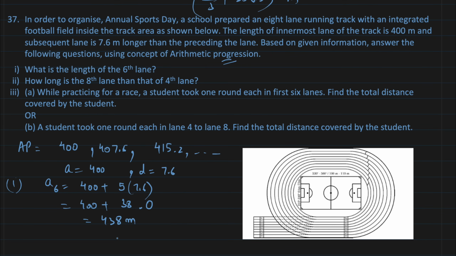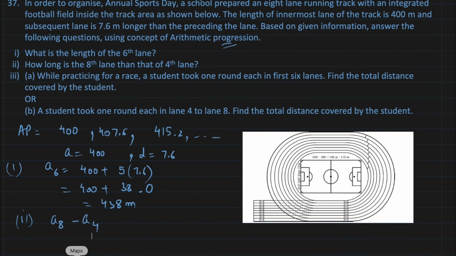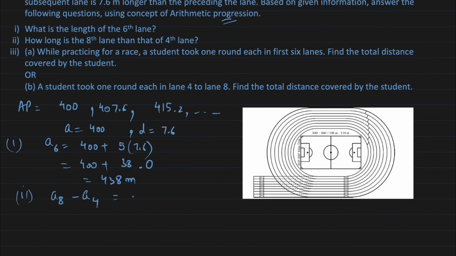Now for the second part, how much longer is the 8th lane than the 4th lane? Basically what we have to do is A8 minus A4, right? Apply the formula. A8 is a plus 7d minus a plus 3d. So that will be a plus 7d minus a minus 3d. So you simply have to calculate 4d. So 4 into 7.6, that is 30.4 meter. That's done with the second part.